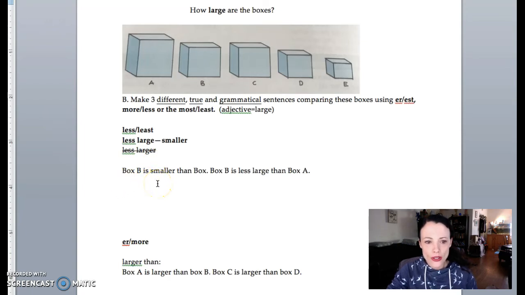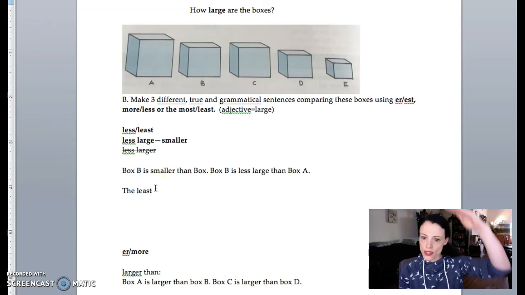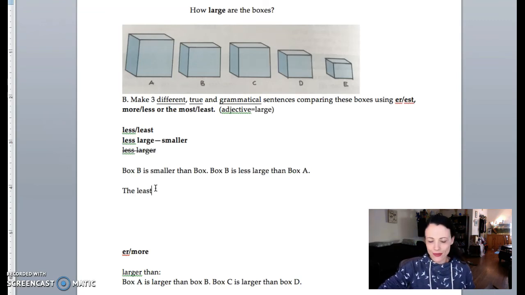And then with the least, that's the opposite of the most. So the most is the highest. The least is the lowest.